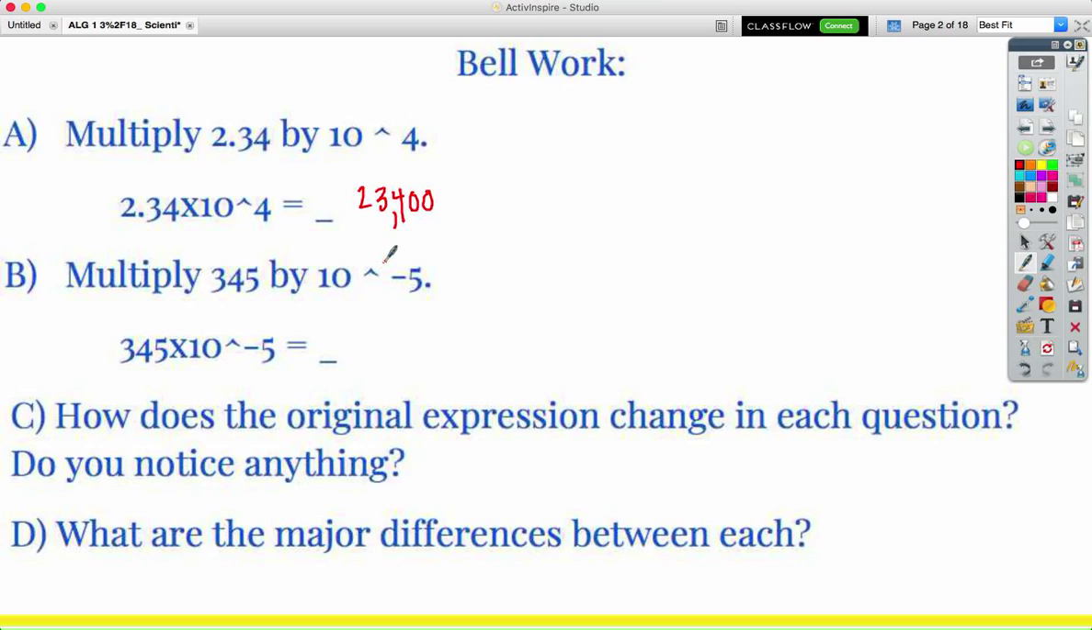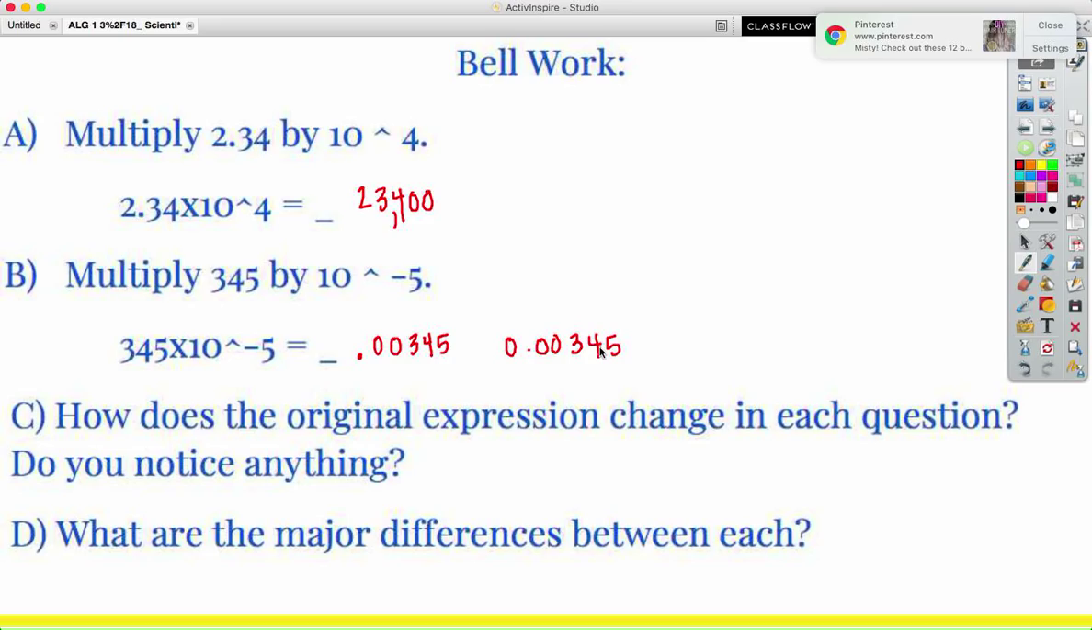Part B says multiply 345 by 10 to the negative 5th power. So again, you could type that in the calculator, do 345 times 10 to the negative 5th power. When you do that, you should get 0.00345. If you type it in like that, it should be okay. If you want to put the 0 in front of the decimal, that's okay as well.